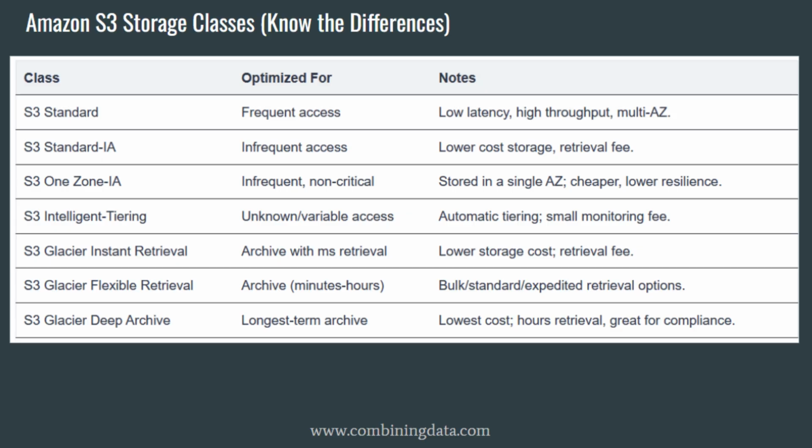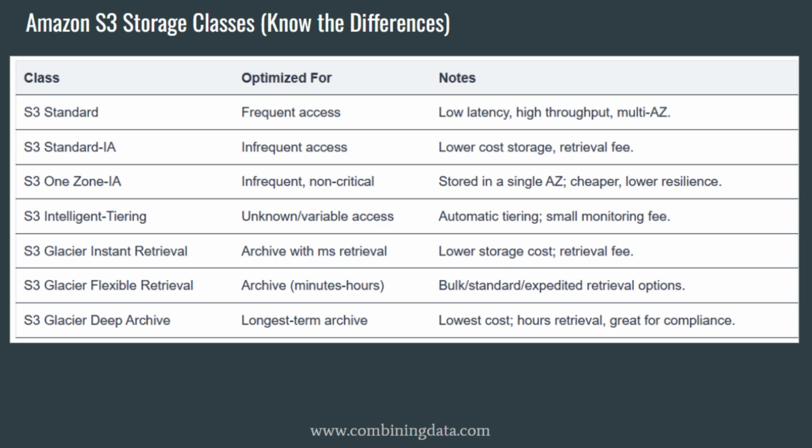S3 Intelligent Tiering is designed for situations where you don't know how often the data will be accessed. AWS automatically moves objects between access tiers based on usage patterns, helping optimize costs without impacting performance. This is a great choice for data lakes or workloads with unpredictable access patterns. There's a small monitoring fee, but no retrieval fees.